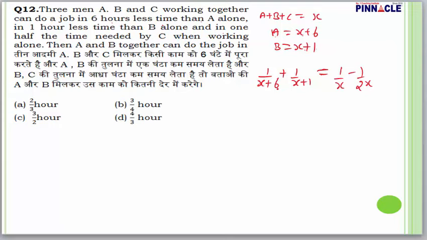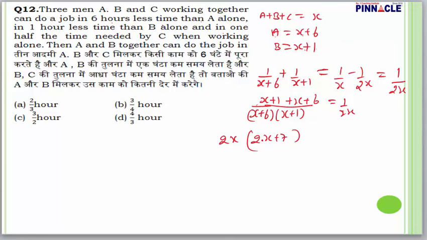Now see, this would in fact become a quadratic equation, because it is very difficult to put values from the options. Usually we should put values from the options, but here there is no option besides the quadratic equation. This would be 1 by x minus 1 by 2x is equal to 1 by 2x. Now take x plus 1, x plus 6, and x plus 1 as the LCM, and then it would be x plus 6, which is equal to 1 by 2x. In other words, x plus x, that is 2x plus 7 into 2x, which would be equal to 4x square plus 14x, which should be equal to x square.